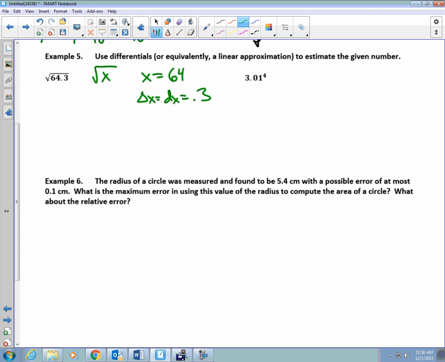So let's say we come up with the differential being, say, 0.1. Our answer won't be 0.1, but 8.1, okay? If we come up with 0.25, then our answer would be 8.25. So it'll make sense here in a second when we write it out. We have dy is equal to f prime of x dx. I'm going to use that to approximate square root of 64.3. So dy is equal to, what is the derivative of my function?